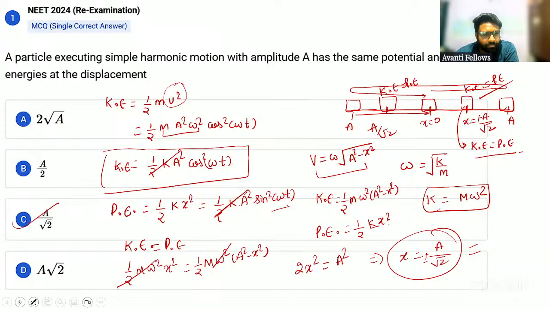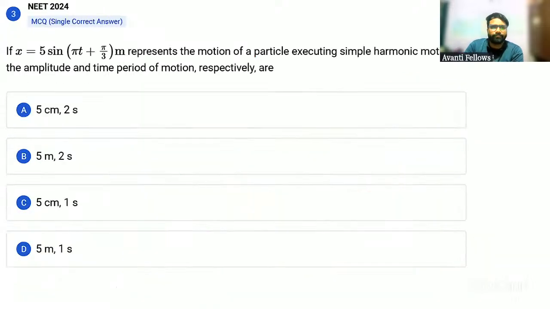Now this one. If x equals 5 sine pi t plus pi by 3 meter represents the motion of a particle executing simple harmonic motion, the amplitude and time period of motion respectively are?